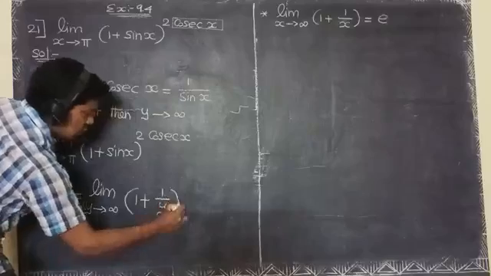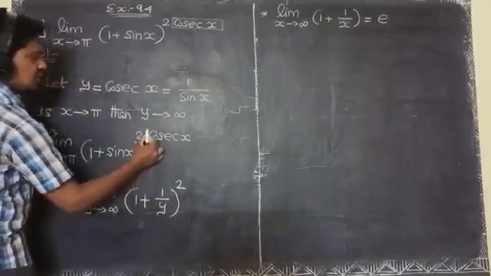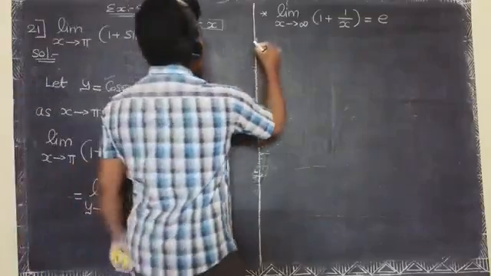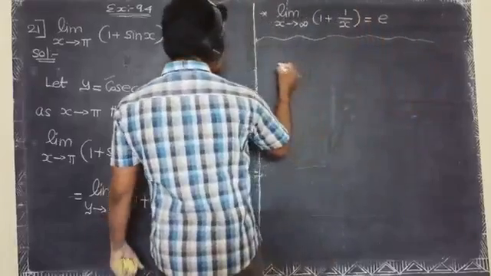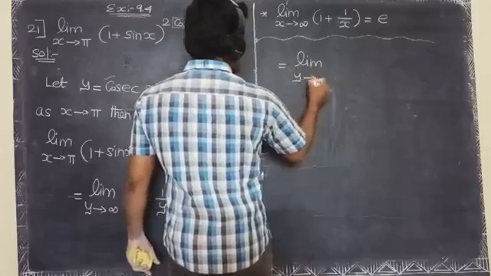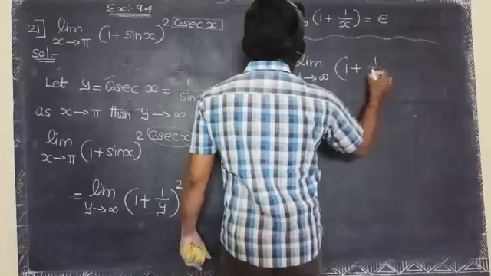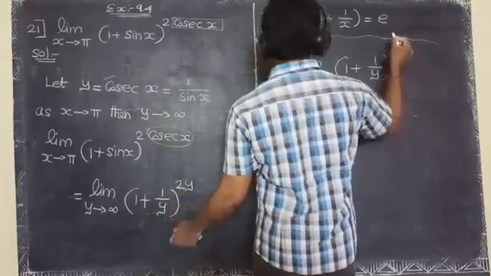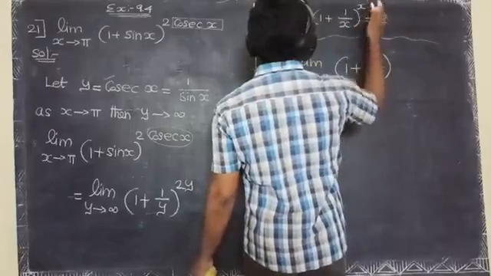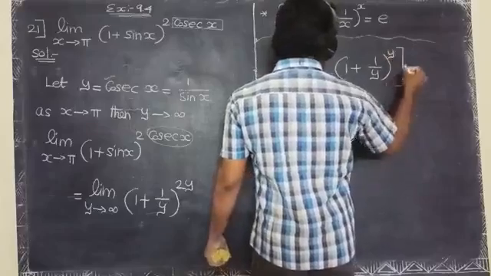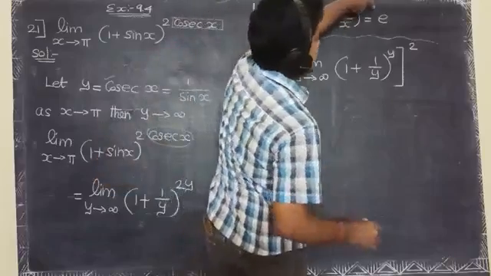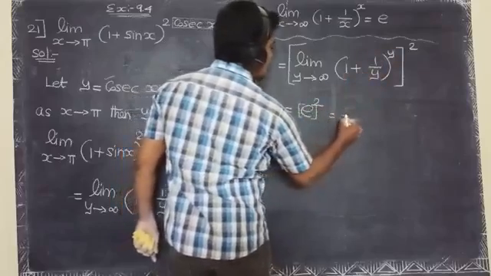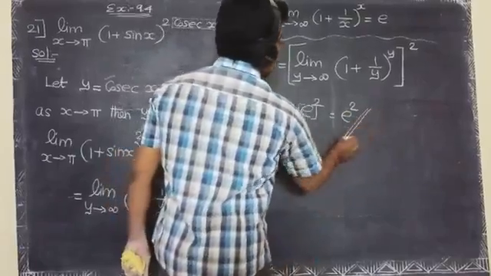Okay, 1 divided by y. Here 2 times cosecant x is y, so 2y. Change into the structure: limit y approaches infinity, (1 plus 1 divided by y) whole power, sorry, here 1 by x means here x, so y whole power 2. Using this result, that is e power 2, which is equal to e square.